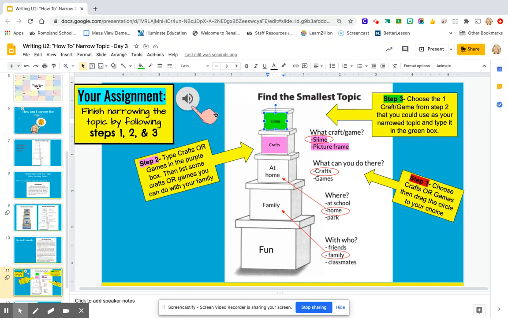All right. If you have any questions or you want to review what the directions are, you can always click up here and listen to an audio recording of the directions once again.